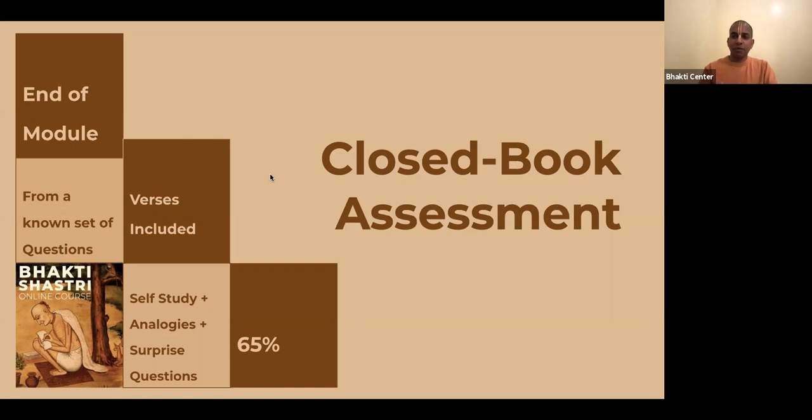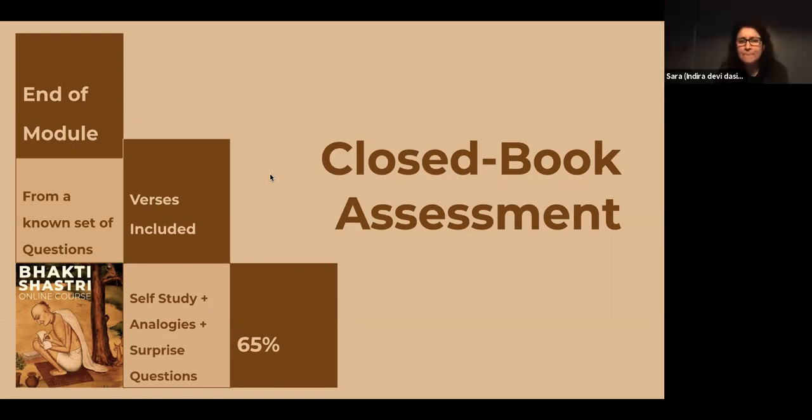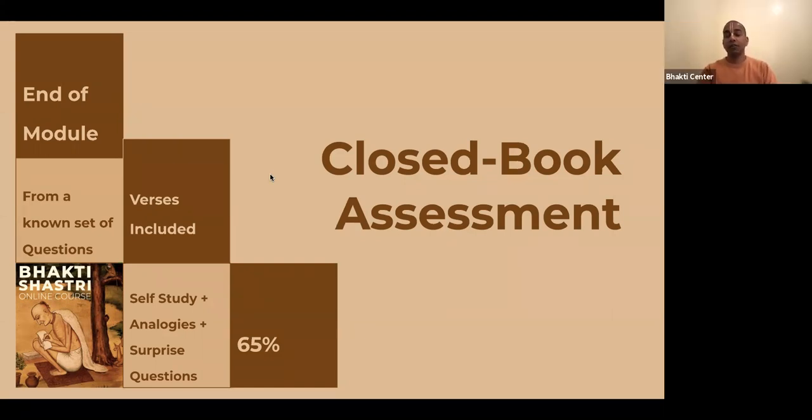Because we already give you the questions and also discuss the answers, we expect you to understand and express it again. Does that clarify? Mhm. And it is not every week, it's at the end of the module after each book. Once for Nectar of Instruction, Ishopanishad, and Bhagavad Gita, for 3 modules. So it will be only at the end of the module.